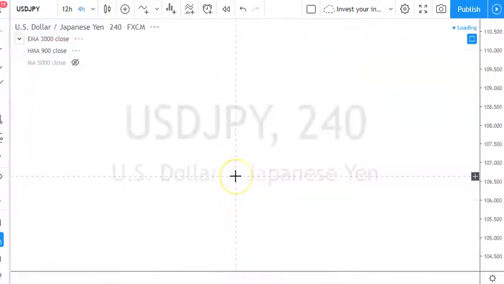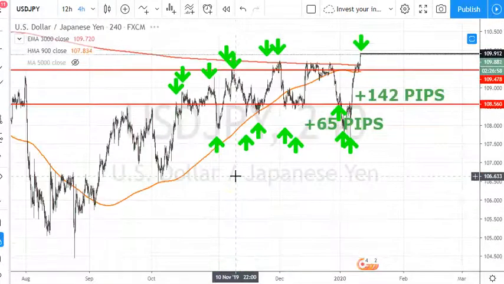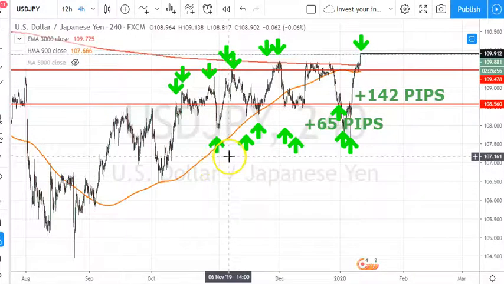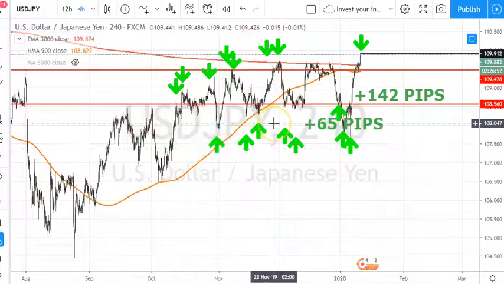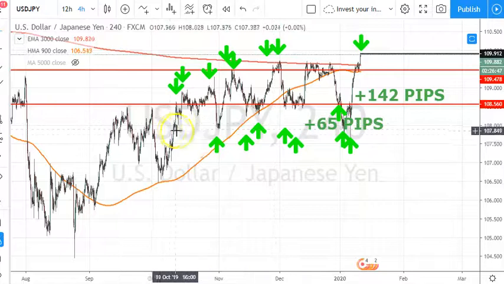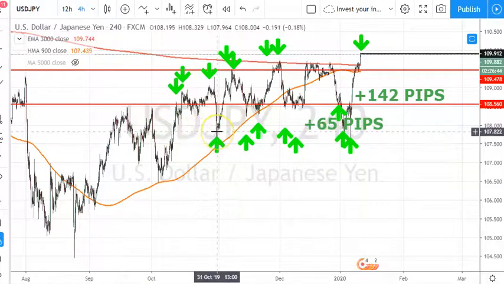It could come down here. Sorry about this. What the hell? Could come down here, but it will go back up again. Okay, because you see it's a big upwards move. It's coming back to the 3,000 moving average, and it's oversold or heavily oversold or retesting.